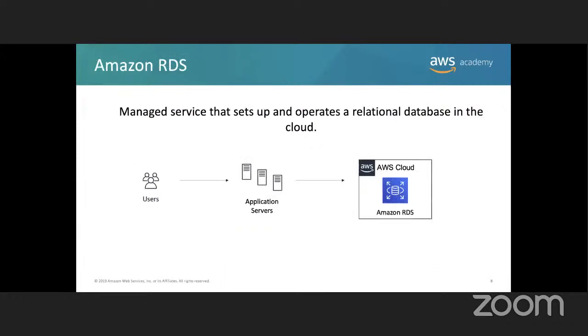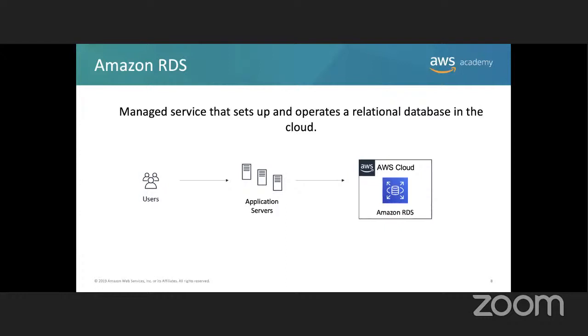When it comes to RDS, like we said before, it's a managed service that sets up and operates a relational database in the cloud. To address the challenges of running an unmanaged standalone relational database, AWS provides this service without any ongoing administration. It will provide cost-efficient and resizable capacity while automating time-consuming administrative tasks. It will enable you to focus on your application so that you can give applications the performance, high availability, security, and compatibility that they need. With Amazon RDS, your primary focus is your data and optimizing your application. The rest is taken care of by AWS.